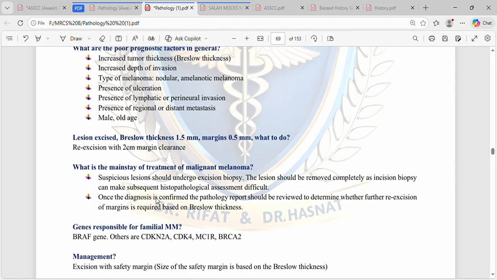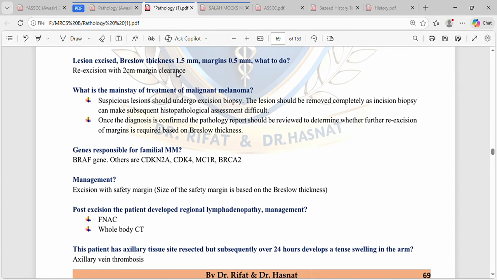gender and old age. Lesion excised, Breslow thickness 1.5 mm, margin 0.5 mm. What to do? Re-excision with 2 cm margin or 10 to 20 mm margin. Whenever the thickness is greater than 1 mm, you have to go for 10 to 20 mm extra excision, and they have taken 0.5 mm, so re-excision.